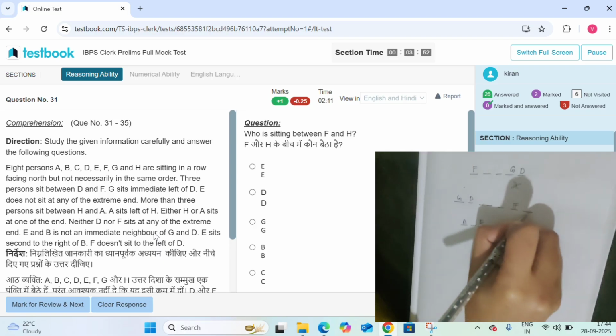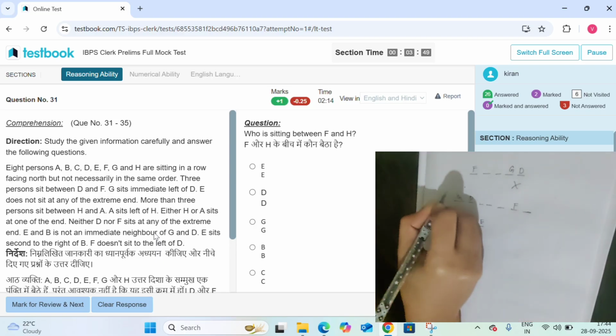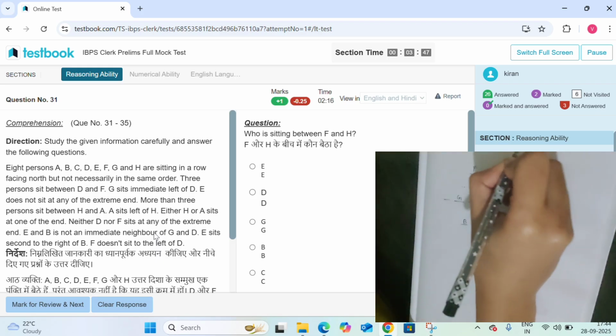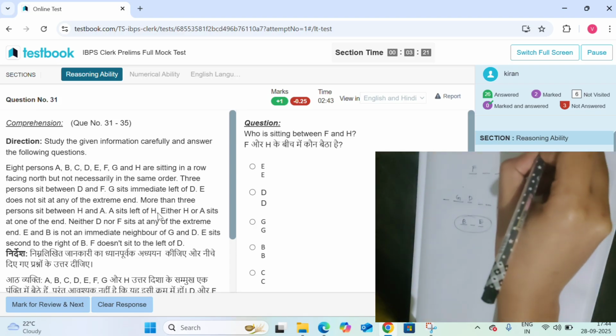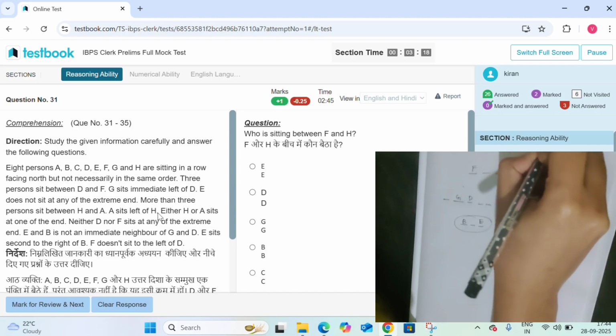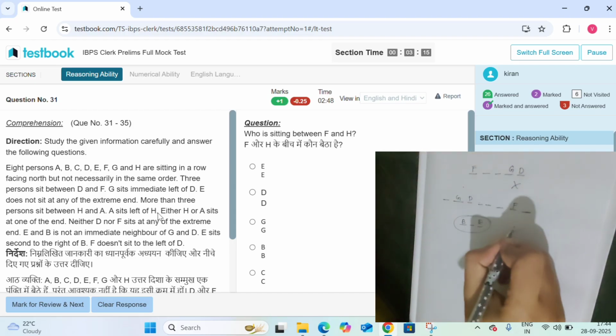That means this should be 1, 2, 3, 4, 5, 6, 7, 8. This is the final. F does not sit to the left of D. Okay, and E is second to the right of B. A is to the left of H. Either H or A sits at the end. For example, if I take H, A should be here. There is only one possible arrangement for H and A.